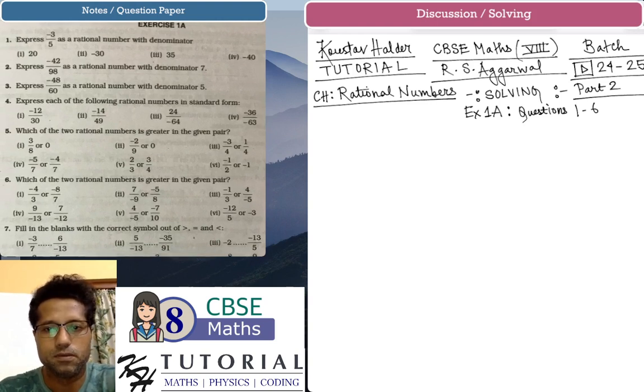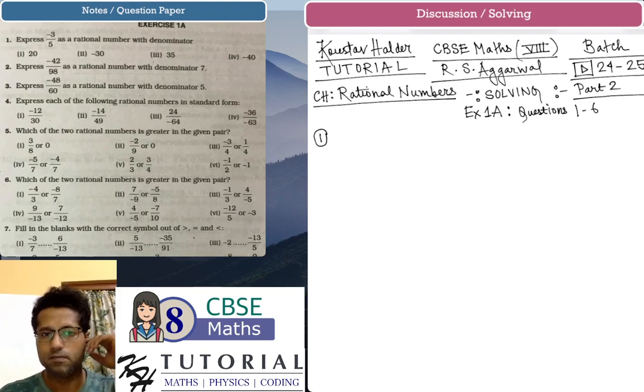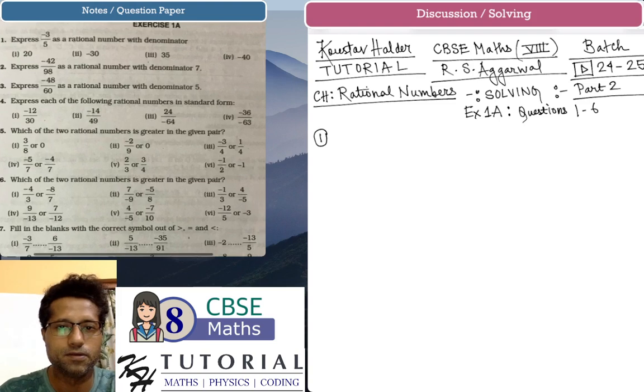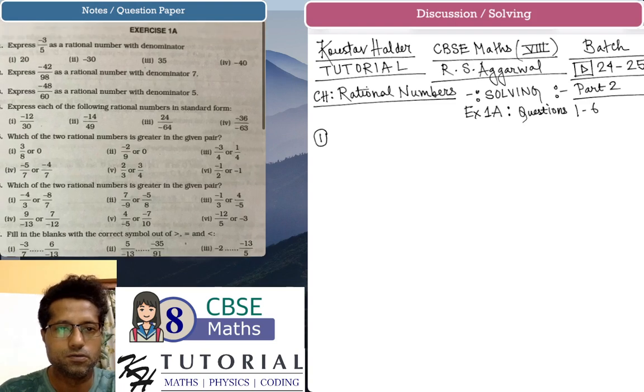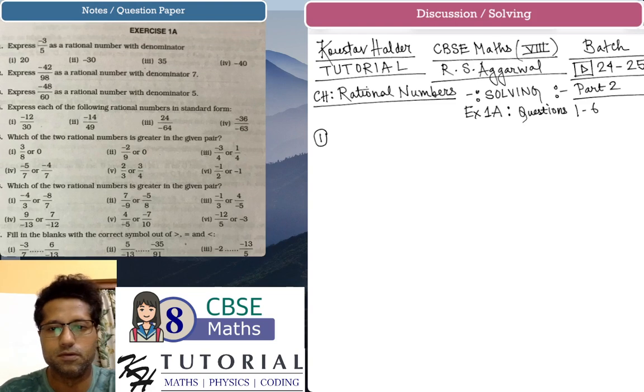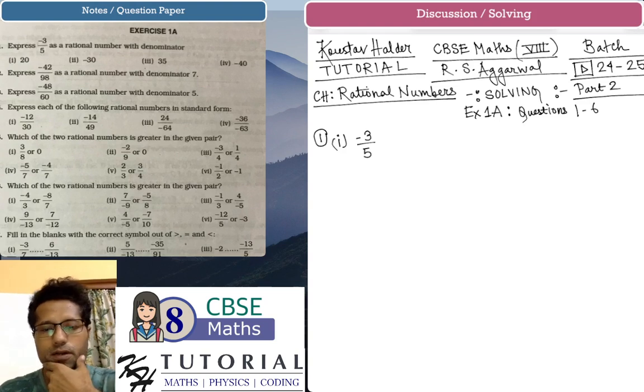The first problem says express minus 3 by 5 as a rational number with denominator 20, minus 30, 35 and minus 40. Okay, so this is question number 1. Let's do part 1. So we have to convert this rational number minus 3 by 5 with a denominator 20. So how do we do? We have to make the denominator 20. The denominator is 5. So we have to multiply 5 with 4 to get 20.